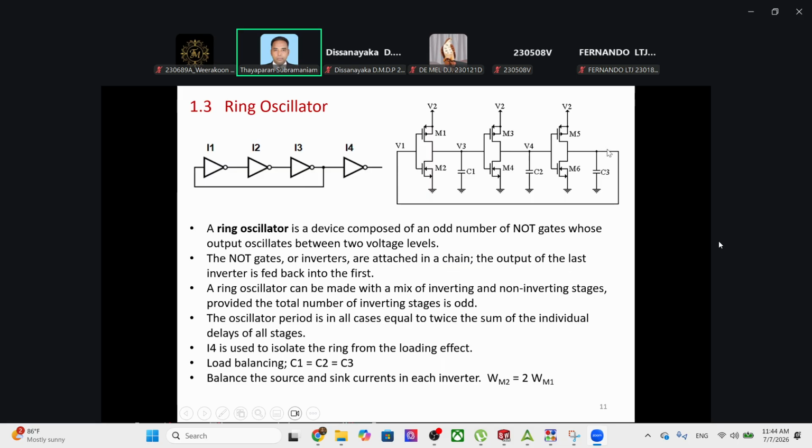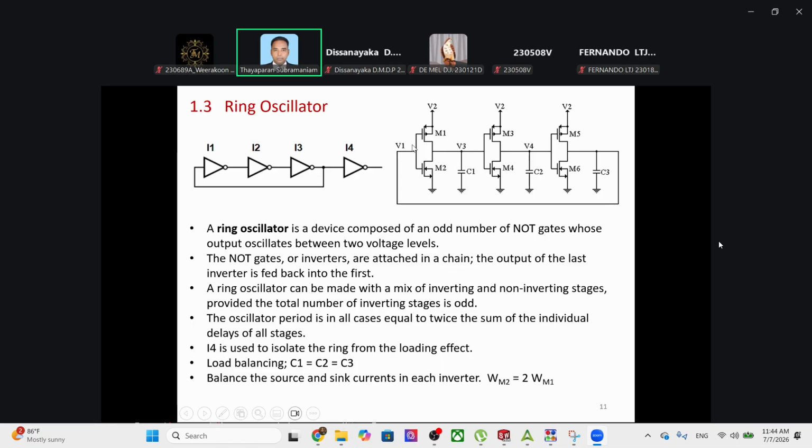Third one will have the different loading because it has the AND gate here. So we need to connect odd numbers of inverters. How do we decide the odd numbers? Why do we have to have different numbers?